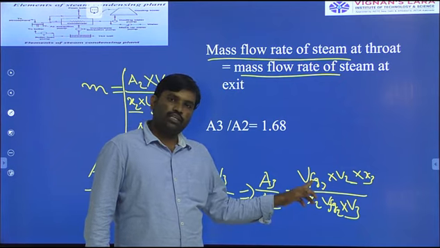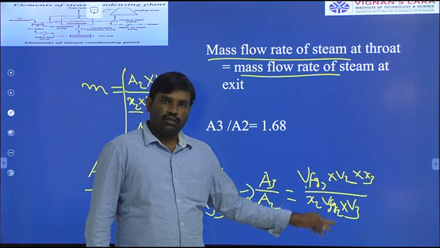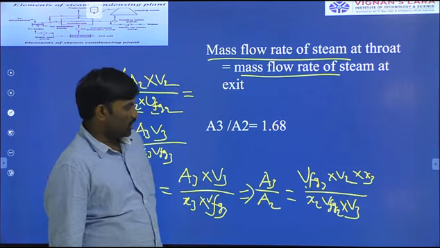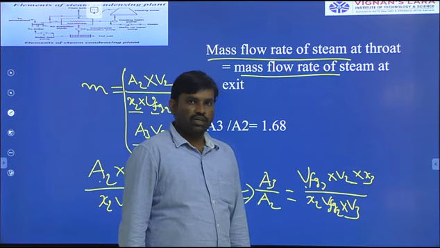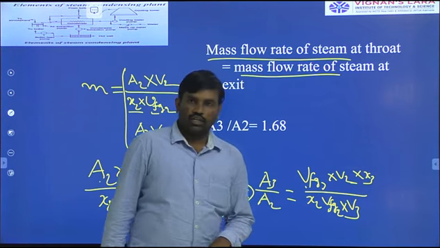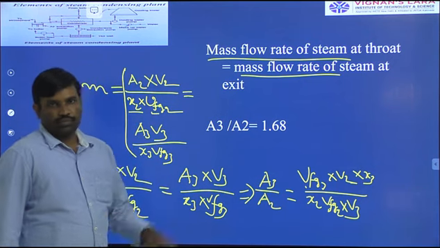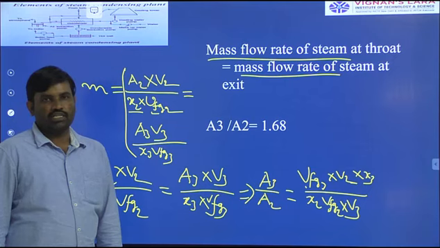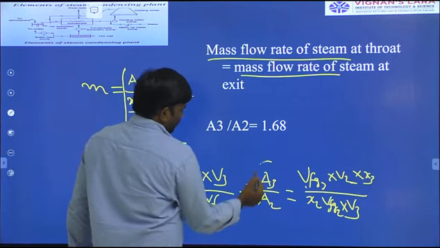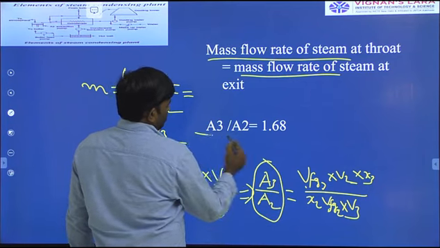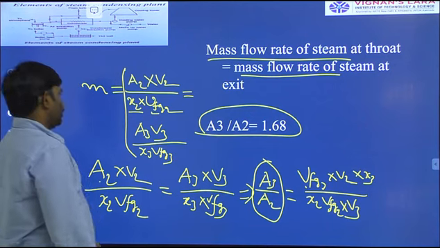VFG at pressure P3 you can take from the steam table book. VFG at pressure P2 you can take from the steam table book. The dryness fraction at diverging section X3 you can take from the steam table book, and the dryness fraction at throat section you can take from the previous calculations, by applying the entropy relation. Okay, in that manner you have to solve the present problem. A3 by A2 is equal to 1.68. Okay, all of you solve this problem.